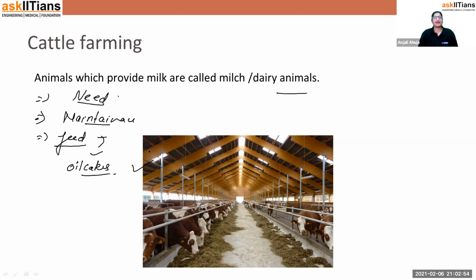Cattle farming, I'm done with this point. Just one thing I want to add. Cattle farming used to be done at the local scale in villages. About 20 or 25 years back, every second or third family had cattle, and they had their own clean and good milk.